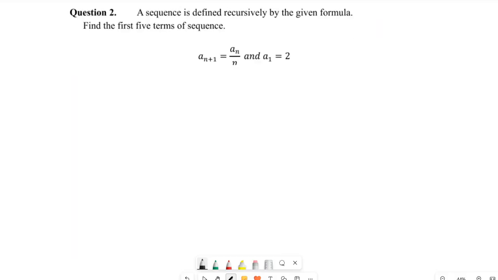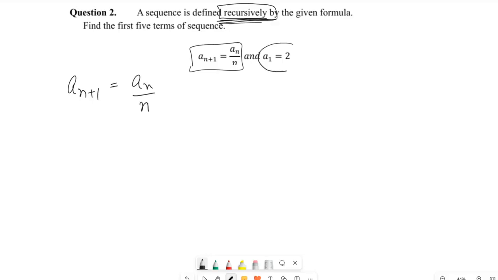Second question is a little different. We still need to find the first 5 terms, but here the sequence is defined recursively. By looking at the formula, to calculate a_{n+1}, we need the previous term, and the first term is given. For example, to calculate a2, it is a_n over n. So a2 will be the previous term, a1, over n, which is 1. So a1 is 2 over 1. The answer is 2.